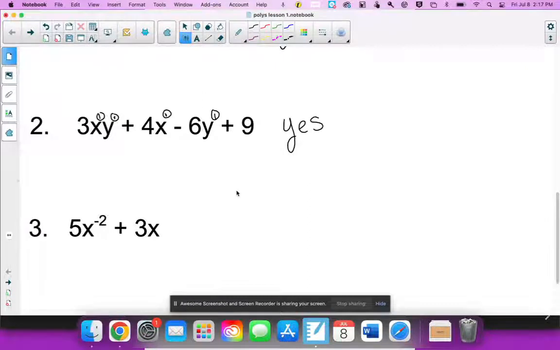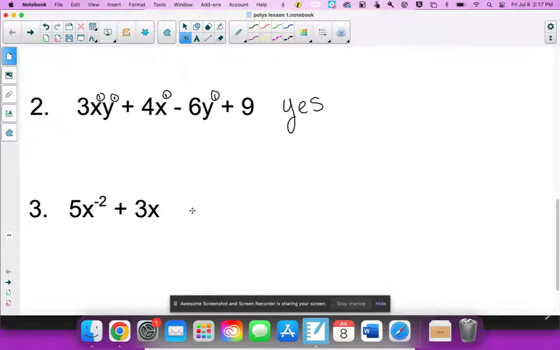All right, number 3. So take a look at my exponents. Okay, that's an exponent of 1. That's an exponent of -2. So that is not a polynomial because that has a negative exponent. Those are not allowed.